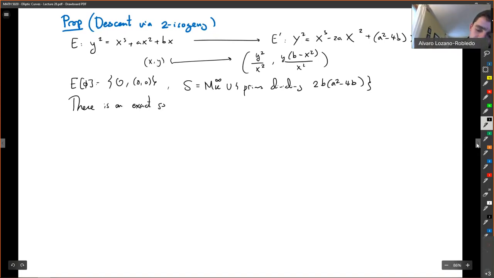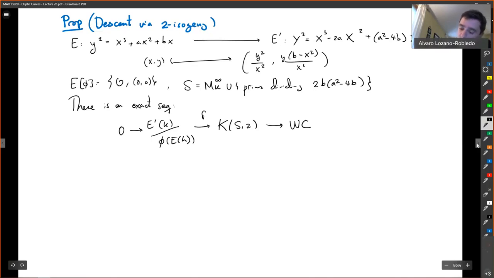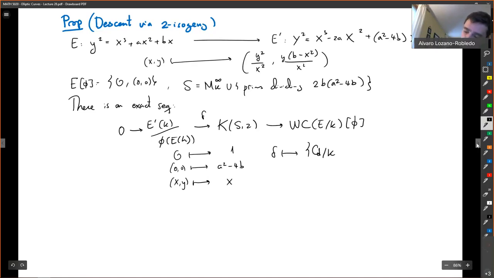Then there is an exact sequence, 0 to E prime phi of E(K) to K cross mod squares through delta, which is going to be a stand-in for the Selmer group, such that O goes to 1, (0,0) goes to a squared minus 4b, and (x,y) goes to x. And the map here, delta, is sent to the class of CD, where CD is, like before, D w squared equals D squared minus 2aD z squared plus (a squared minus 4b) z to the fourth.